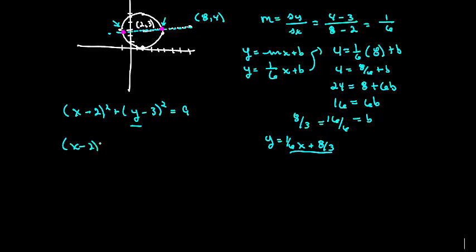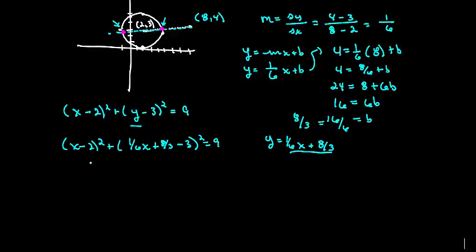So this will be (x minus 2) squared plus (1/6 x plus 8/3, oops, not x, just 8/3) minus 3, squared is equal to 9. Now I got to try to solve this guy. Not too bad, we just got to go ahead and do a little bit of a simplification here.